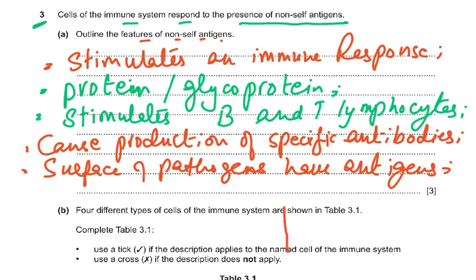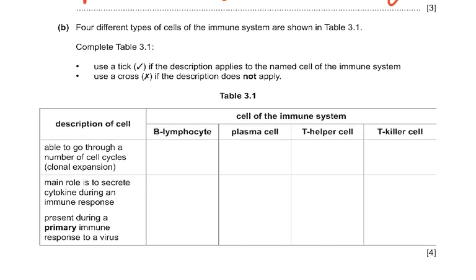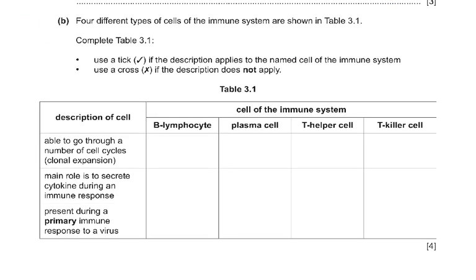Now coming to the next part of the question: 4 different types of cells of the immune system are shown in table 3.1. Complete table 3.1. Use a tick if the description applies to the named cell of the immune system. Use a cross if the description does not apply. Able to go through a number of cell cycles, clonal expansion. Read it very carefully.